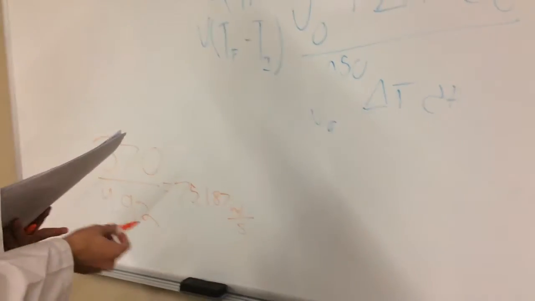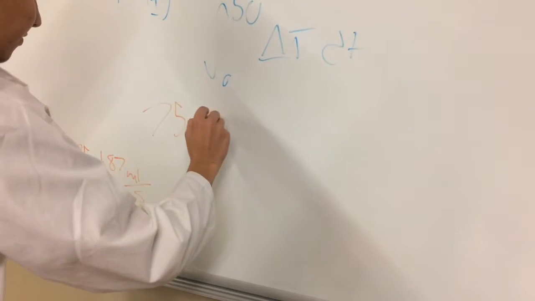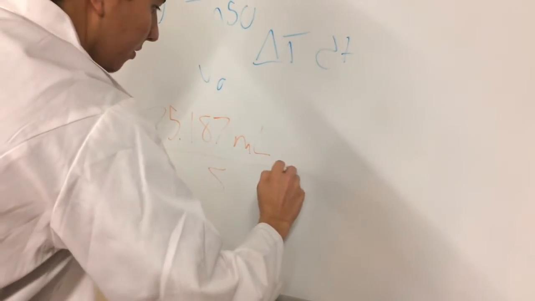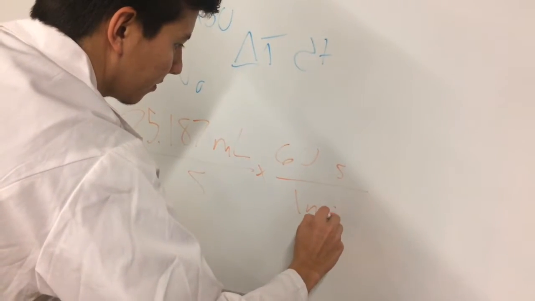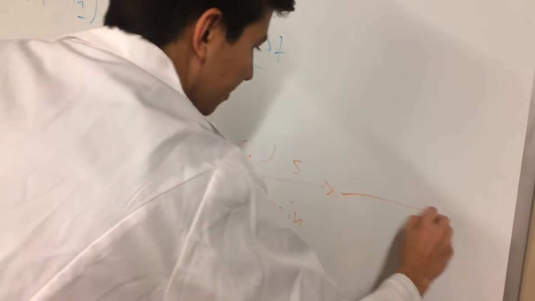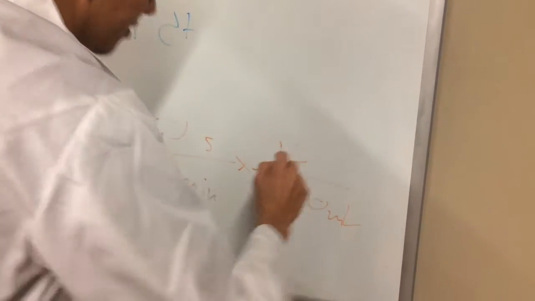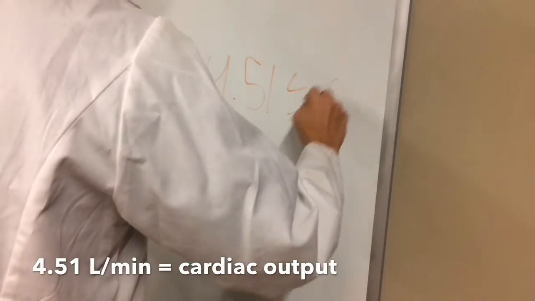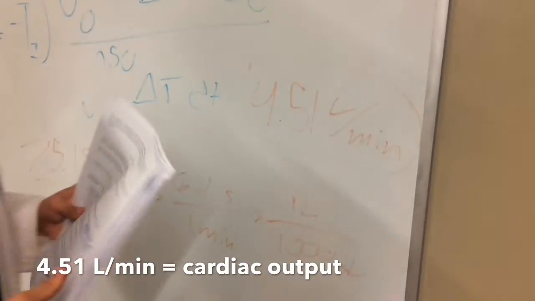Now, the flow rate should be measured in liters per minute. So to convert it, we go from 75.187 milliliters per second. We know that there's 60 seconds in 1 minute and 1,000 milliliters in 1 liter. And after converting it, this gives us 4.51 liters per minute. This right here is your cardiac output.